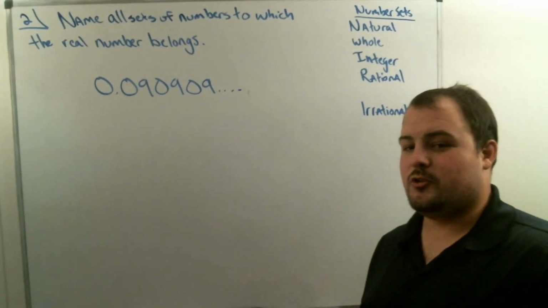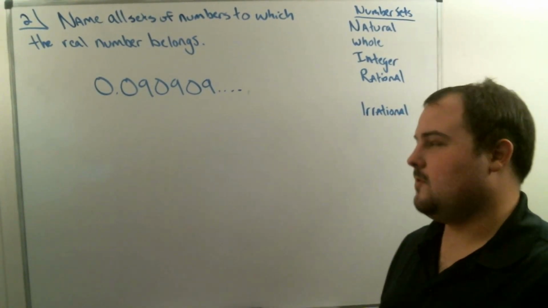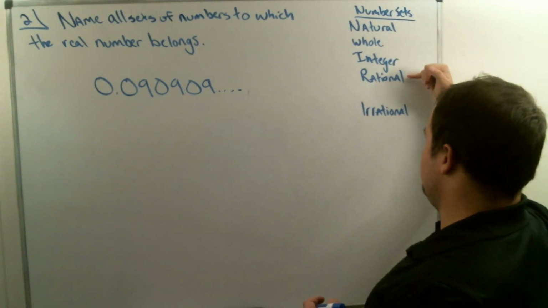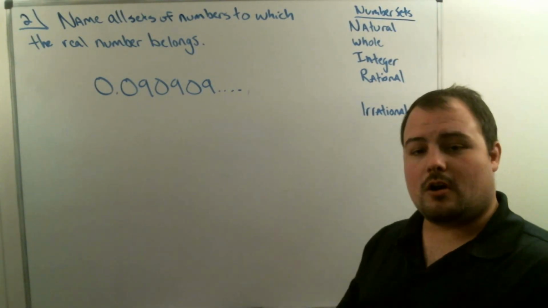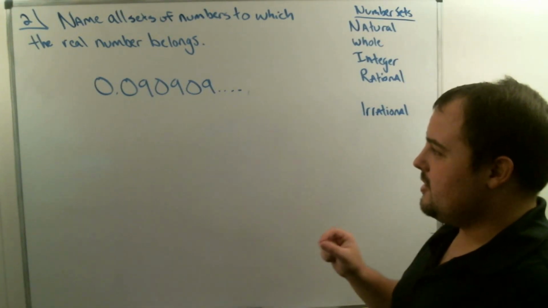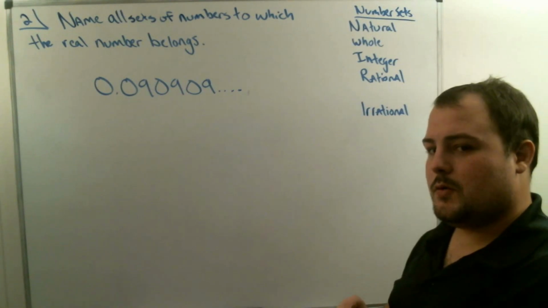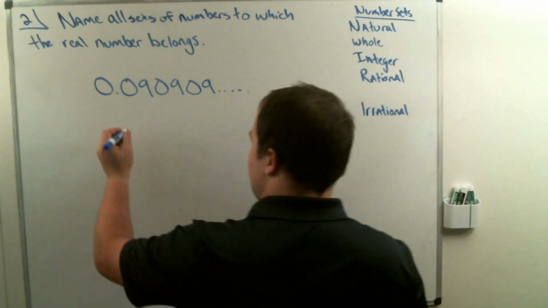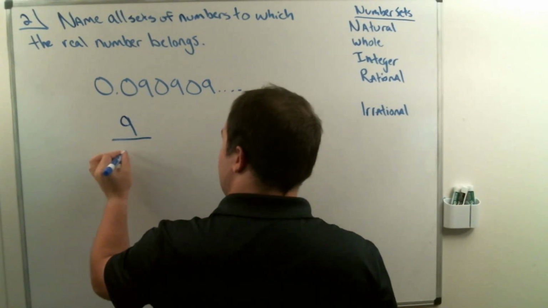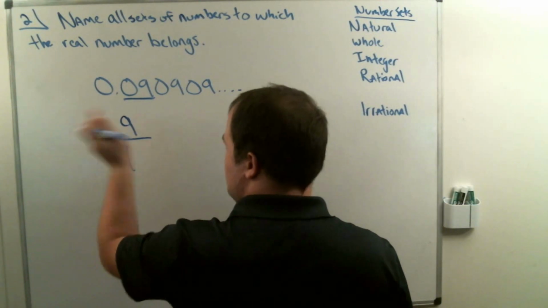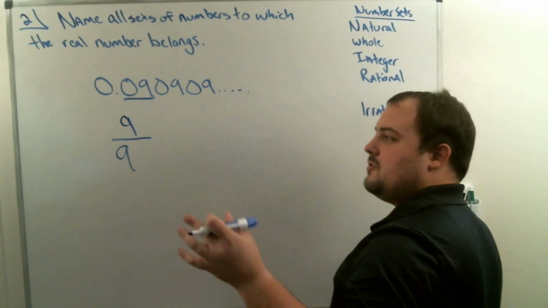Let's try example 2, working on another one that has a decimal. So if it has a decimal, it's not natural, it's not whole, it's not integer, so it's between rational and irrational. So all I have to ask myself is, can I write this as a fraction? 0.090909. Since it's a repeating number, I can write it as a fraction. There's only one number that's repeating. Sorry, there's actually two numbers repeating.